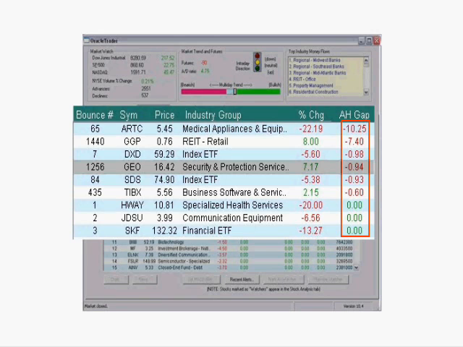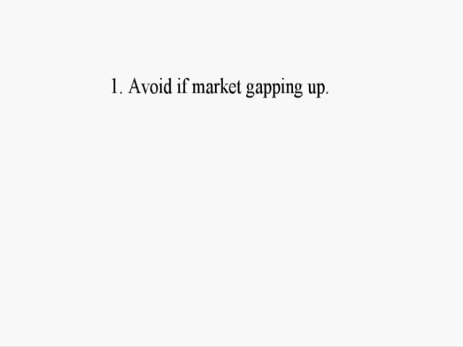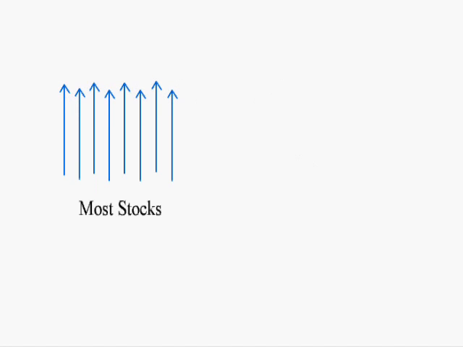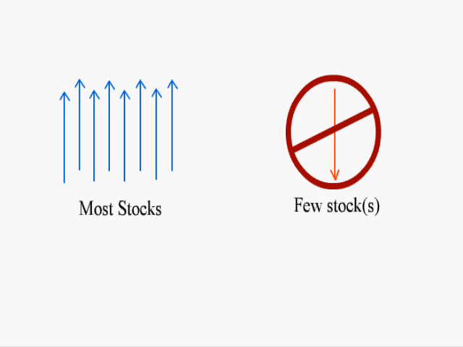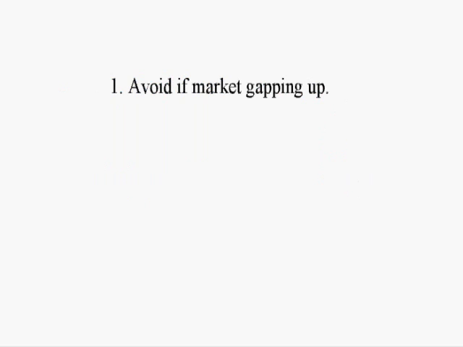Okay, now when making a selection, when making a choice, follow these key rules. Rule number 1, don't play the gap down if the market itself is gapping up. In other words, if most stocks are ready to rise higher at the open, you don't want to play the lone stock that is falling, because that means that stock is falling for a very good reason, and I would avoid playing it. Okay, that's rule number 1.